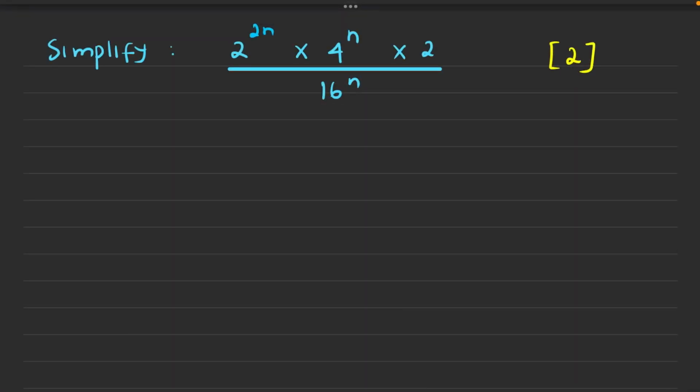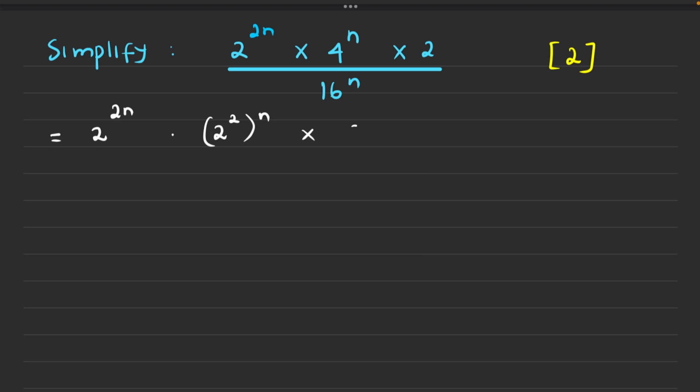Simplify 2 to the 2n times 4 to the n times 2, all divided by 16 to the n. So just try it by yourself at home and see if you get a 2. So the first thing I'm going to do here, guys, is express the bases as prime numbers, or as product of prime numbers. So 2 is already a prime number, 2 to the 2n multiplied by 4 is expressed as 2 squared, all of this to the power of n.